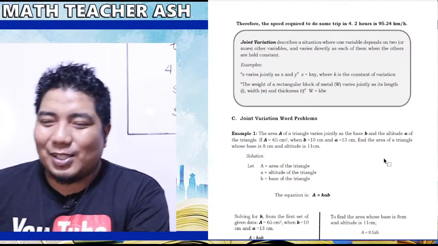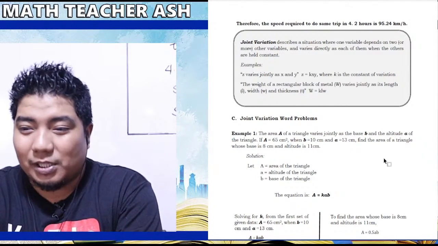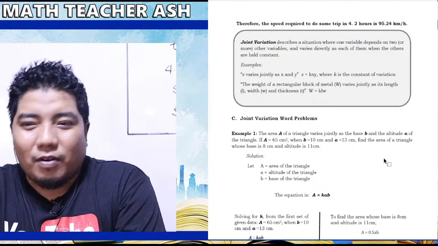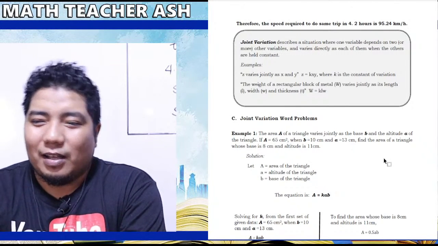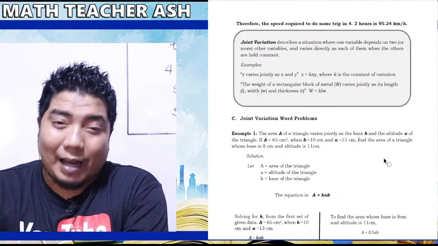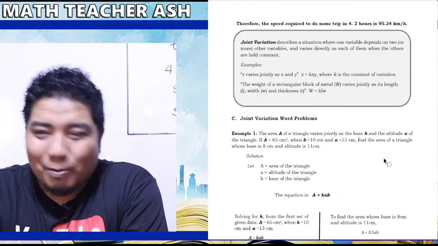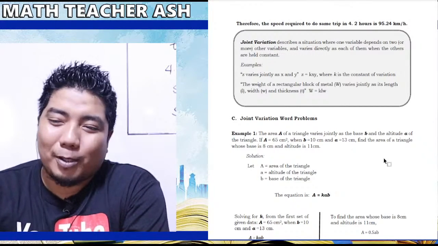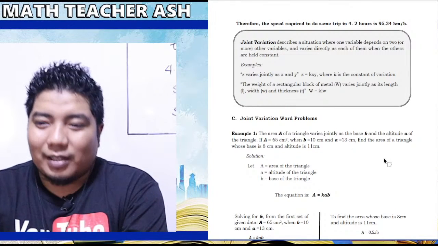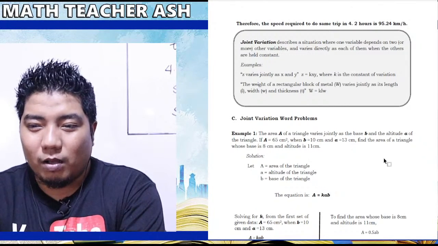So, let's go to the joint variation. We have now the joint variation. It describes a situation when one variable depends on two or more variables. What we do here is just like the direct variation, but more variables are being discussed. Examples are z varies jointly as x and y. When you translate this, this will become z is equal to kxy.